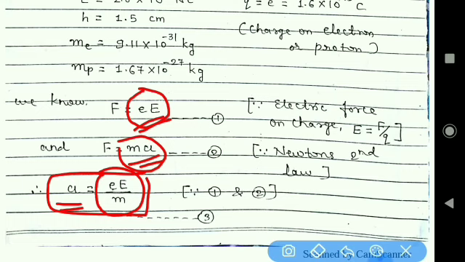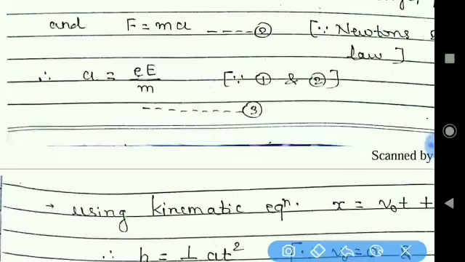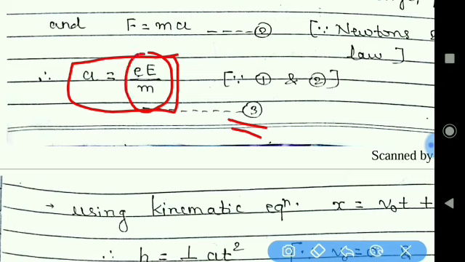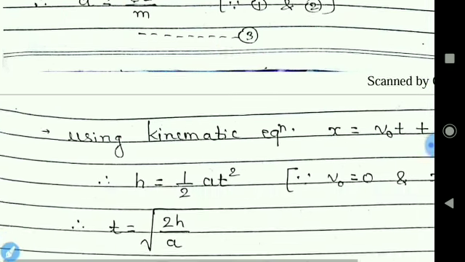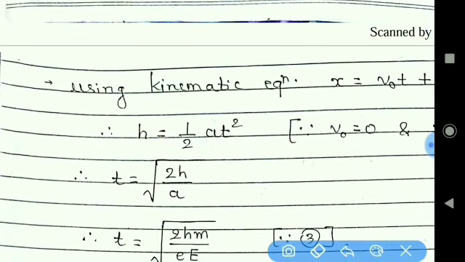Now we got the acceleration. These values e, capital E and m are given. Now we will give this equation of acceleration as number 3. We will not put any values at present, we will put all the values at last. Now we want to find the time.